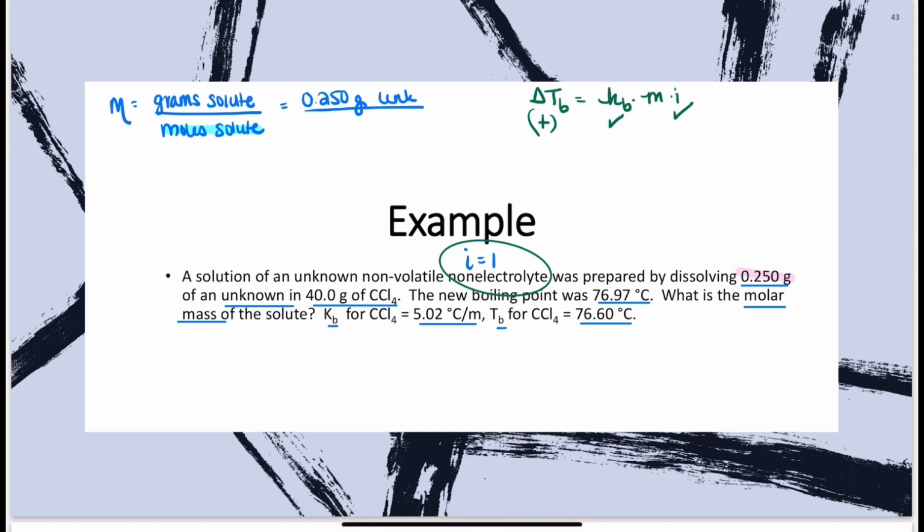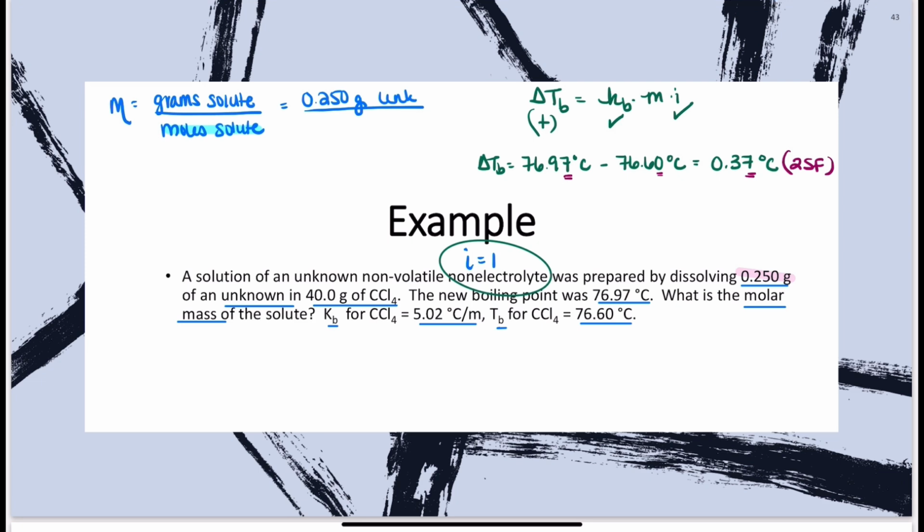I have enough information to find my delta TB, though. I know that my new boiling point was 76.97 degrees Celsius, and my original boiling point was 76.60 degrees Celsius. The difference between those is that delta TB. So I do the subtraction there, and I find the answer to be 0.37 degrees C. Notice this does limit my sig figs. This value is precise to the hundredths place, this value, hundredths place, this value, hundredths place. But overall, now I have 2 sig figs. So my final answer can only have 2 sig figs, or less, depending on what else is coming.